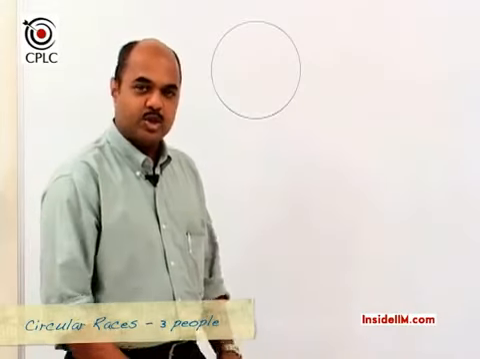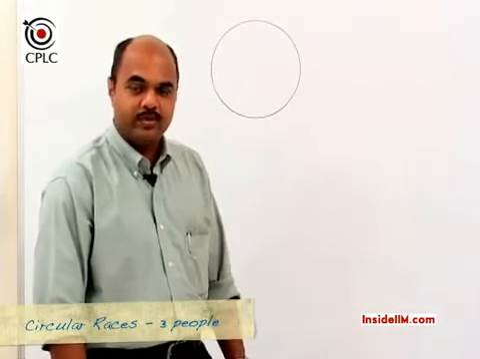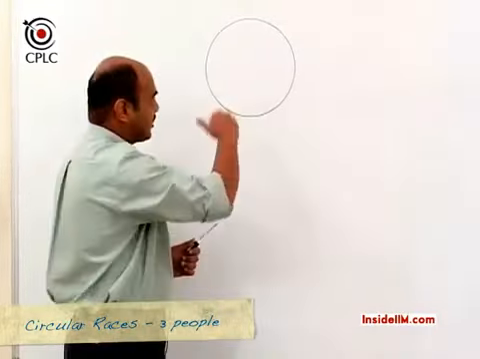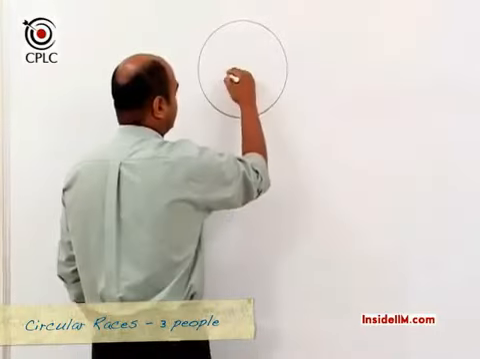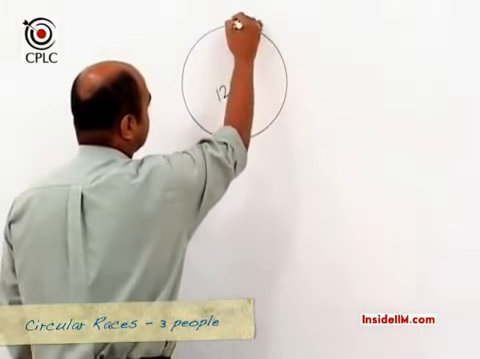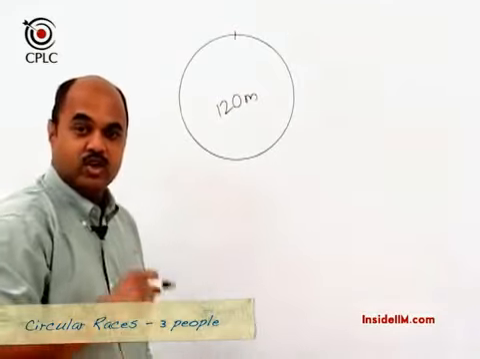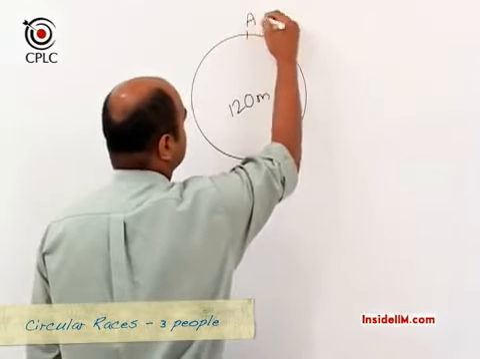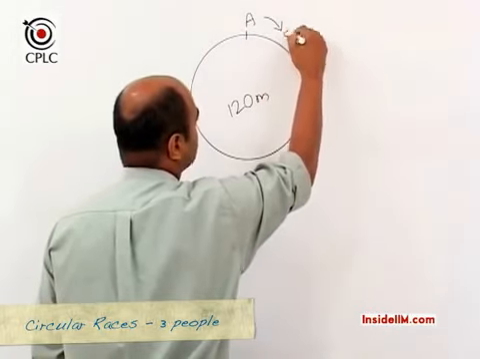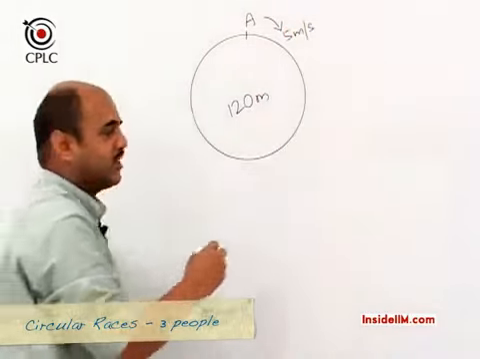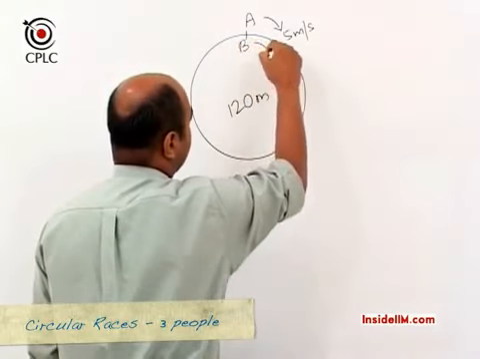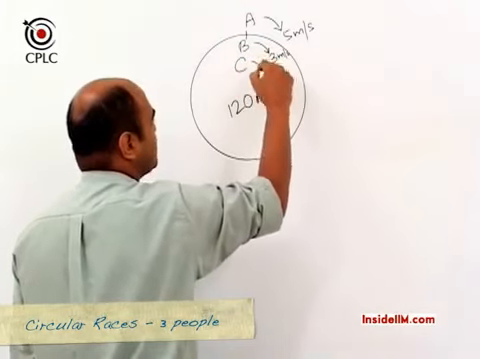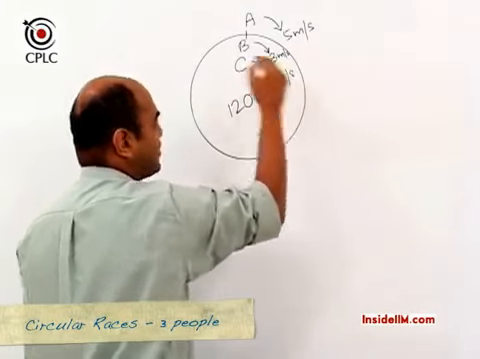Having seen a question of circular races involving two people, let's now look at a question of circular races involving three people. So suppose this is a circular track of length 120 meters. Once again, this is a start point from where three people start at the same time and they move in the same direction. So suppose we have A moving at a speed of 5 meters per second, we have a person B moving at a speed of 3 meters per second, and we have a third person C moving at a speed of 2 meters per second.